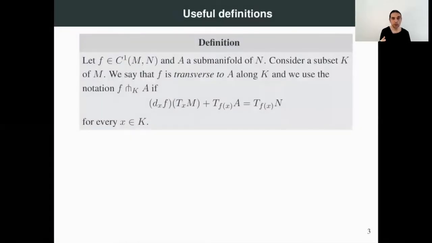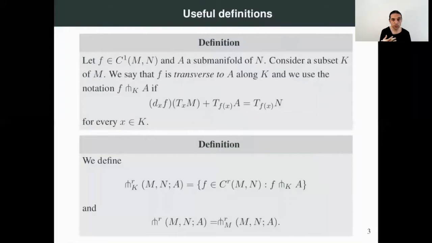Okay, we are going to introduce first a useful definition. Let F be a C1 map from M to N, and let A be a submanifold of M. Consider a subset K of N. We say that F is transverse to A along K, and we use this notation, if the definition of transversality is satisfied for every point x in K. In other words, if the image by the differential of F at the point x plus the tangent space of A at F of x is the tangent space of N at F of x.